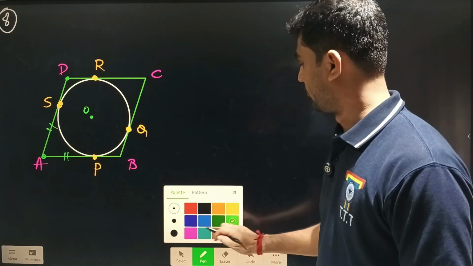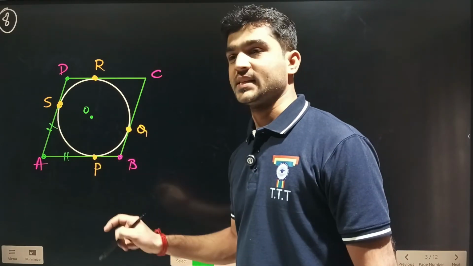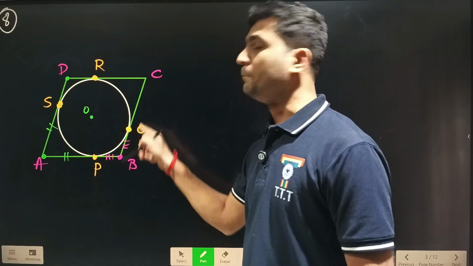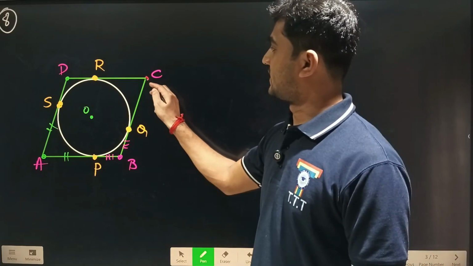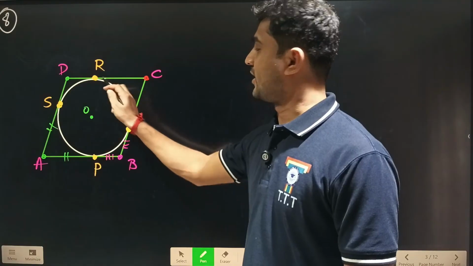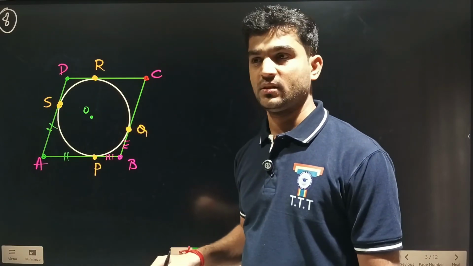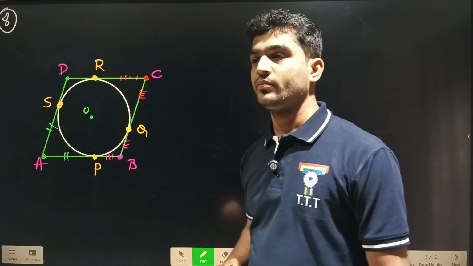Similarly, if you come to the external point B, BP should be equal to BQ. And one more, this is the external point C. About this point, Q and R are the points of contact, so CQ and CR are the tangents. Even these are also equal.